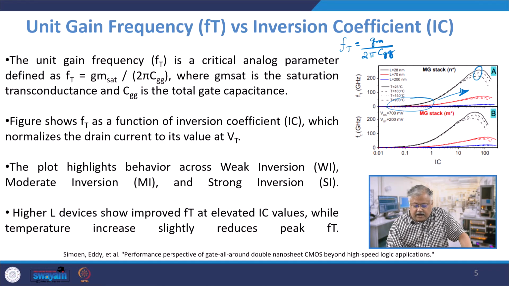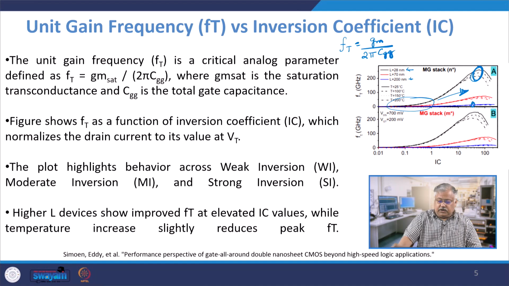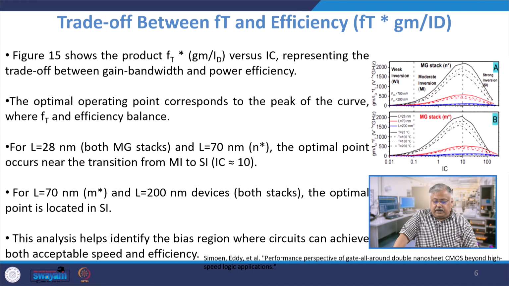So this black curve is for lower channel length, and this blue one is for the higher one. The black one, the lower channel length, gives you a better FT as compared to the other case, be it N stack or M stack, right? So the upper one, A, is for N star, and the B one is for M star, right? And that's the reason the unit gain frequency is relatively small in this case.